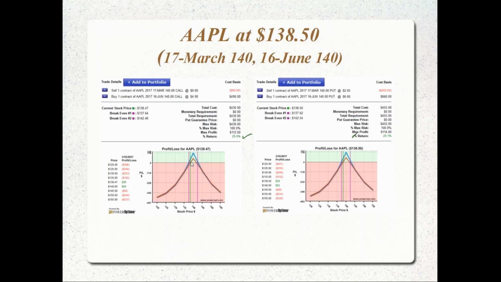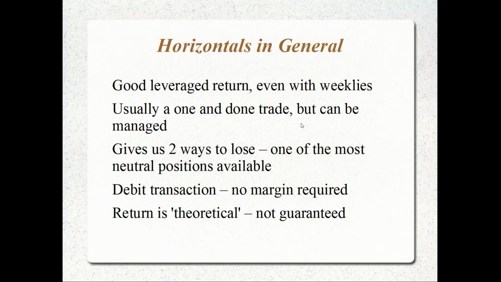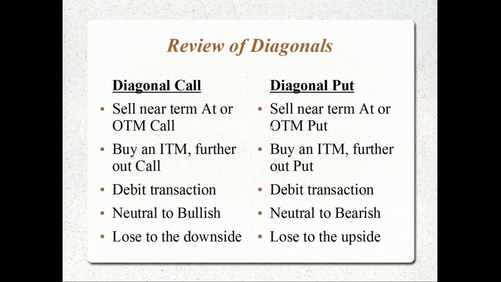Okay, so it gives us that tent, or that sort of A profit and loss chart. It's a very neutral position, and we do have 2 ways to lose. You see in both cases, the upper and lower break-evens are about a 5-point spread, 137 to 142, and about the same here, just a few cents off of one another. Okay, so when doing the horizontals, we're going to want to look for positions that match that sentiment.